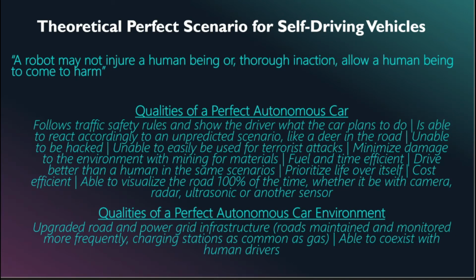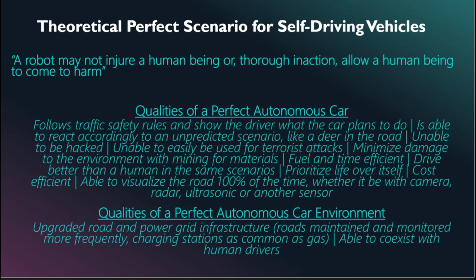So, a theoretical perfect scenario of self-driving vehicles. A self-driving car should not violate Isaac Asimov's first law of robotics: a robot may not injure a human being or, through inaction, allow a human being to come to harm. Before a perfect self-driving car can exist, there needs to be a transition or training period that will likely take many years, which is happening right now.